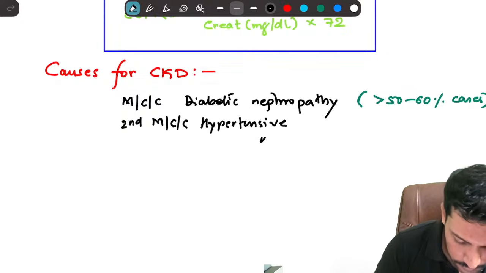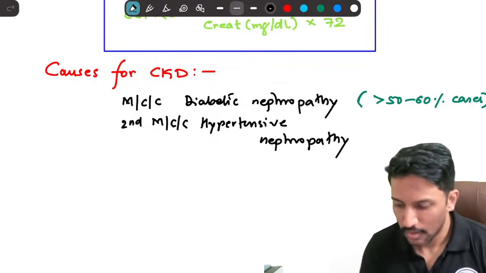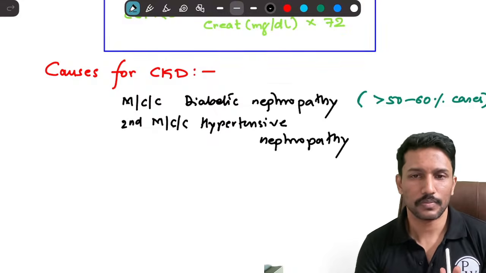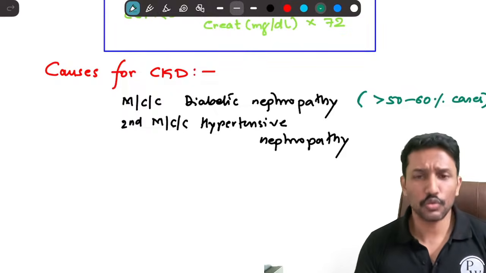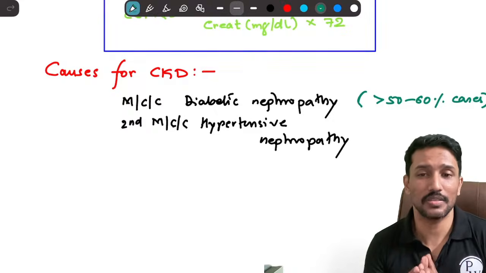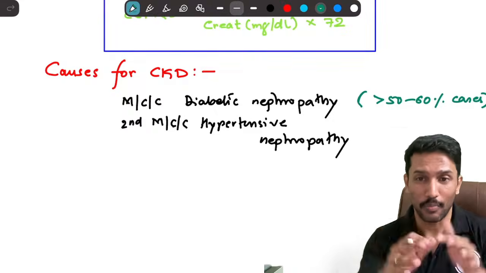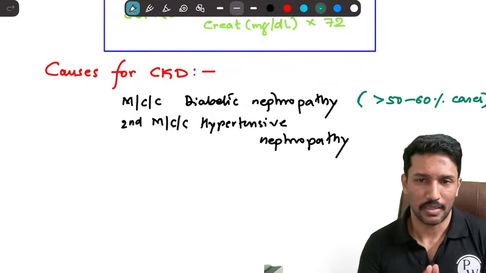Hypertensive nephropathy is the second most common cause. This also accounts for close to 20% of the cases. Means almost 80% of CKD patients are diseases of lifestyle. Either you end up with diabetes, hypertension, or a combination of both, and you end up with CKD.